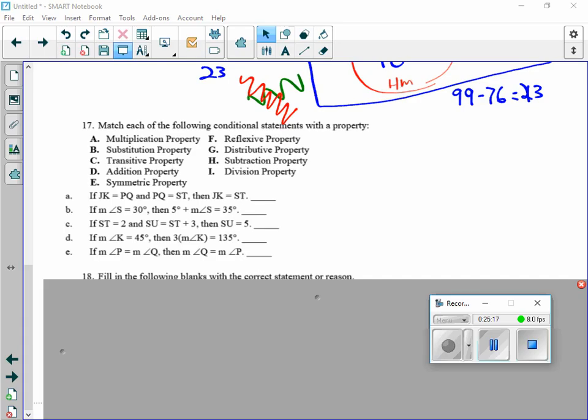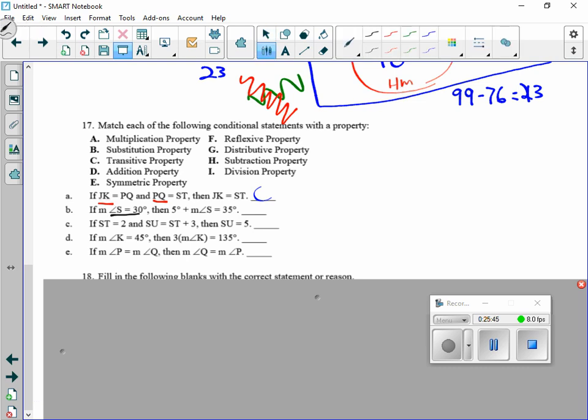Okay, off we go to this next section: match each of the following conditional statements with a property. So looking at these properties, I'm just going to talk through them real quick. If you look at the first one, A, it says if JK is equal to PQ and PQ is equal to ST, then the first thing here equals the last thing there. This is called the transitive property. C, transitive property.